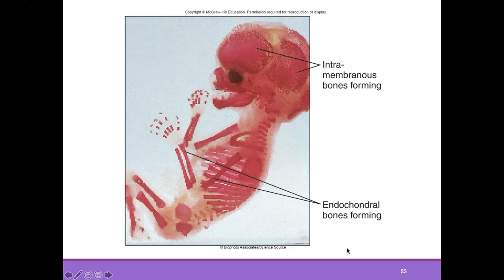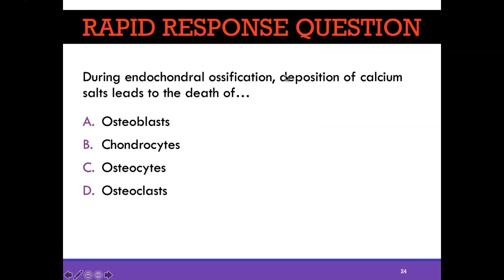So in this image, you can see endochondral ossification of the long bones forming and intramembranous ossification of the flat bones of the skull. So pause here and try to answer this rapid response question. The answer is B, chondrocytes. Remember, endochondral ossification starts off with cartilage. So the chondrocytes, the cartilage cells, end up being killed by the deposition of calcium salts by osteoblasts. So again, I went through that very, very quickly. You don't need to know all the information contained in the textbook on ossification.